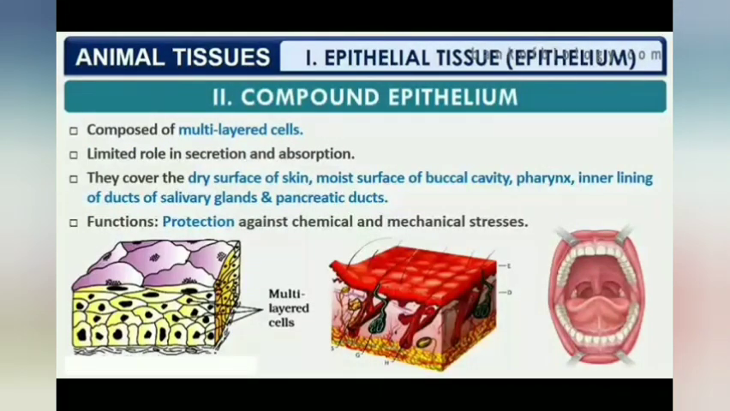Next is compound epithelium. Compound epithelium is composed of multi-layered cells, and their role is limited in secretion and absorption. They cover the dry surface of skin, the moist surface of buccal cavity, pharynx, the inner lining of ducts of salivary glands, and pancreatic ducts. Their function is mainly protection against chemical and mechanical stresses.